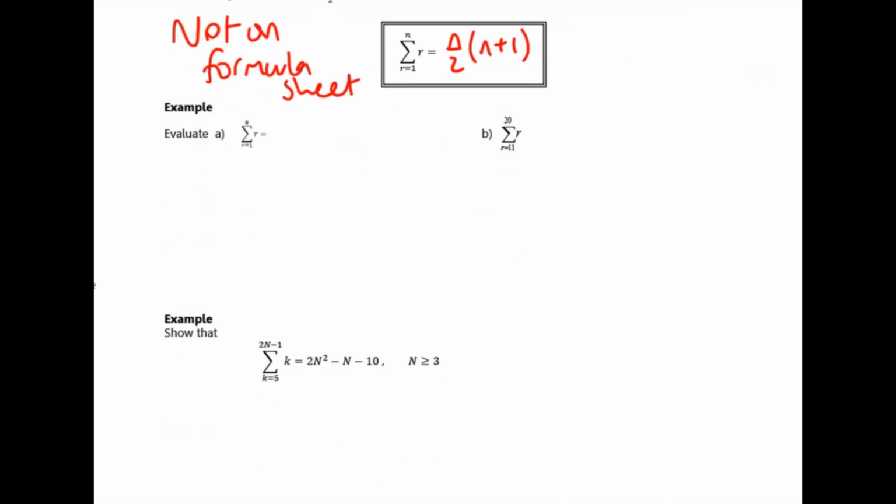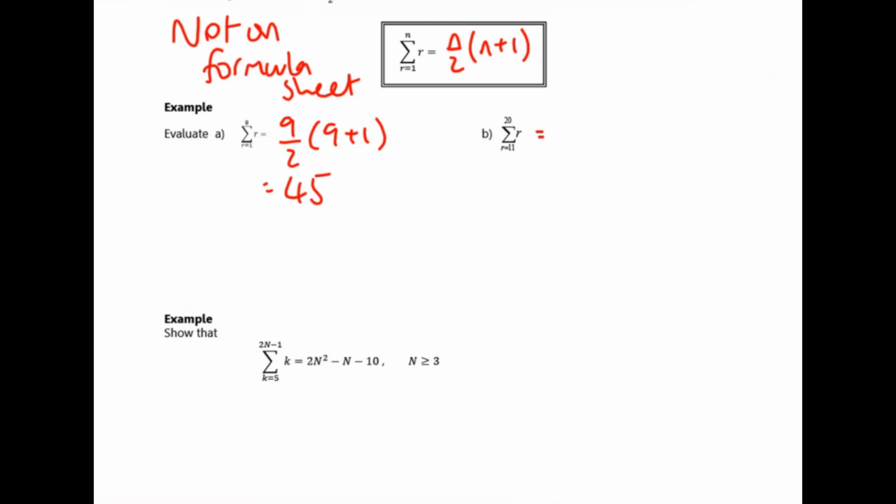So you need to learn this on the formula sheet. Now these series here, you could just shove them into your calculator and evaluate them, but we're going to practice using the formula because it's an important thing to do. So this is evaluating the sum from 1 up to 9. So we're going to sub n is 9 into this one, which is going to give us 45. You can check it in the calculator.